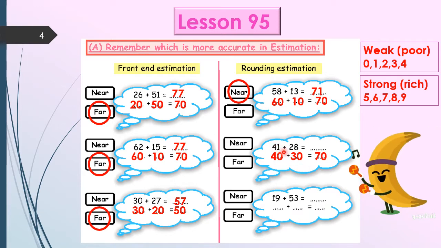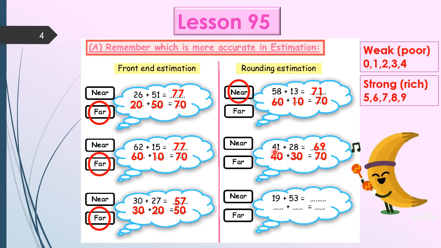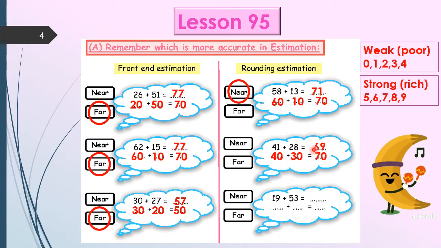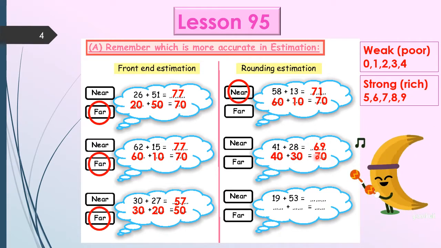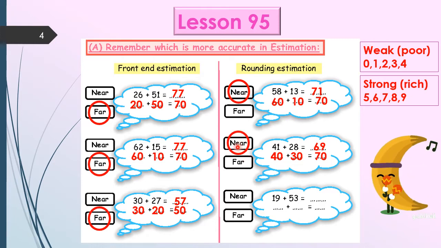Let's check our real answer. 1 plus 8 equals 9. And 4 plus 2 equals 6. It will be 69. 69 and 70. Are they near or far away? Yes, they are near, by one step only.